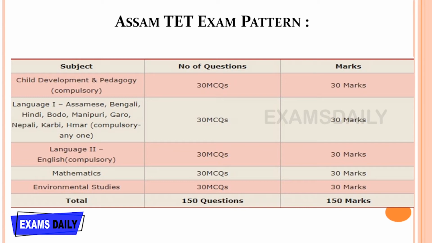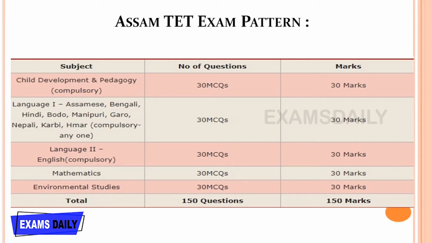And next is about language 1. Language 1 is the local language, that is they have given some languages, that is Assamese, Bengali, Hindi, Bodo, Manipuri, Garo, Nepali, Karbi and Hmar, and based on this you have to compulsorily select any one of them, and we have 30 questions and 30 marks will be given.